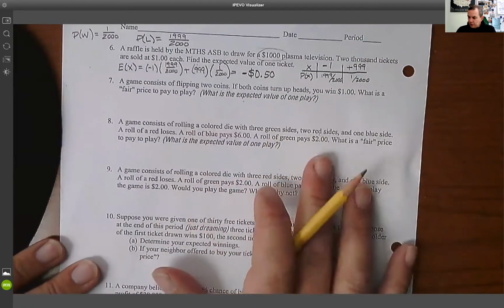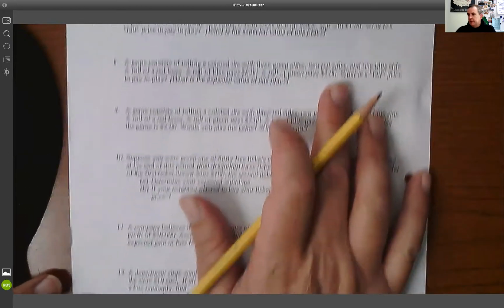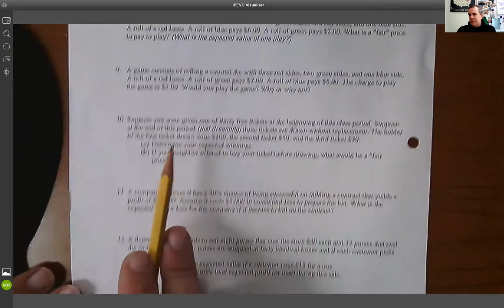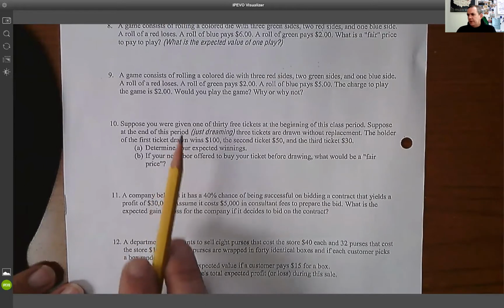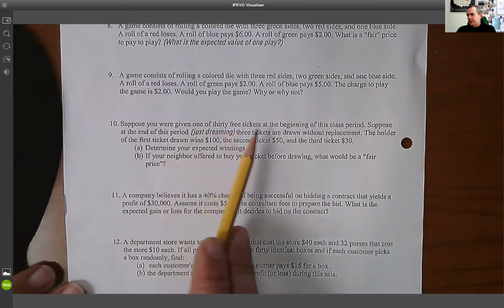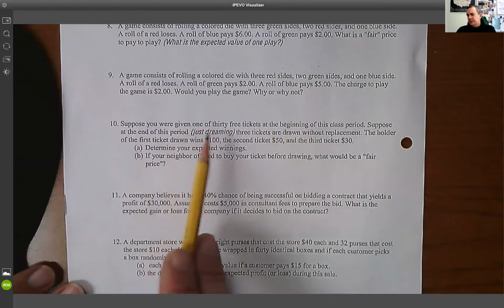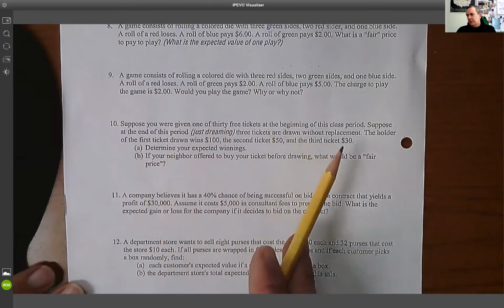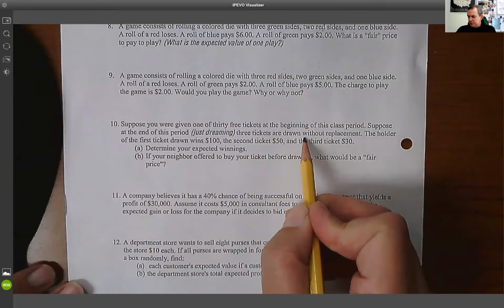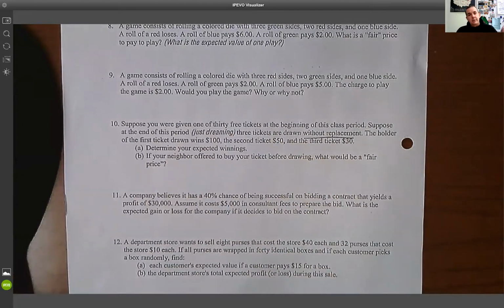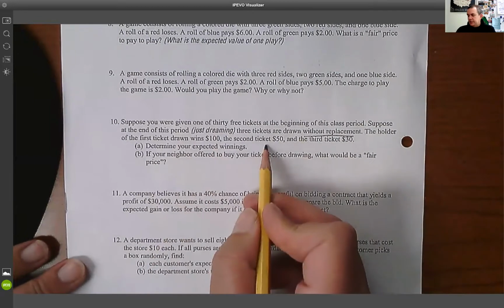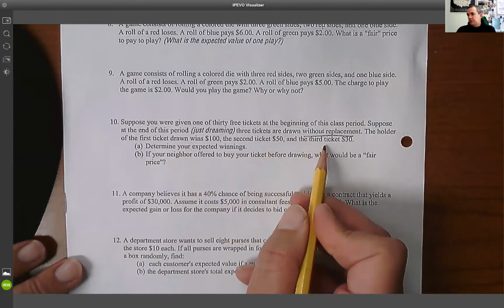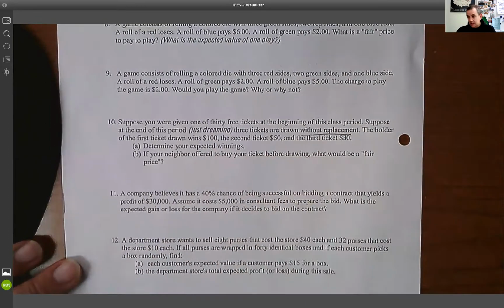So, okay, I'm going to jump around a little bit. I like this one because this one actually makes you have to think about it. So what ends up happening is 30 free tickets at the beginning of the class period. Suppose at the end of the period, 3 tickets are drawn out without replacement. Okay, so without replacement means I'm going to take the ticket out. I'm not going to put it back in. The first person wins $100. The second person wins $50. The third person wins $30. Okay, so this is a little bit different because it's without replacement.